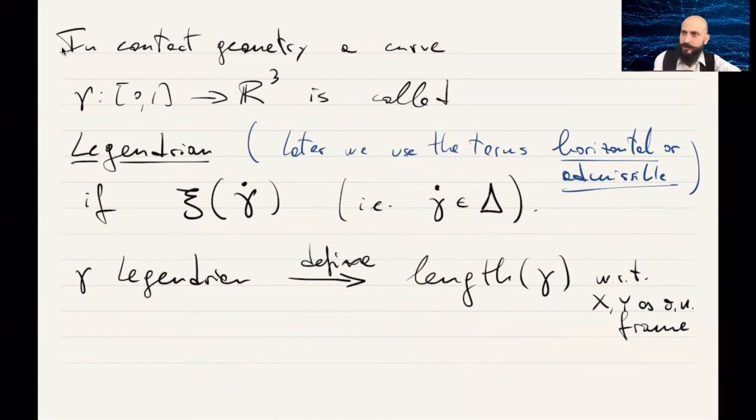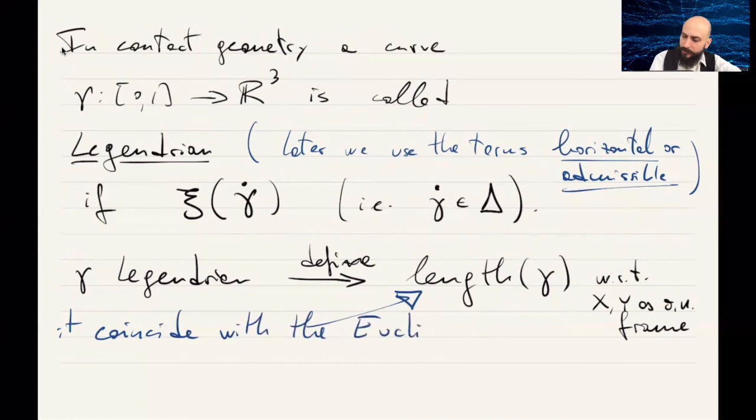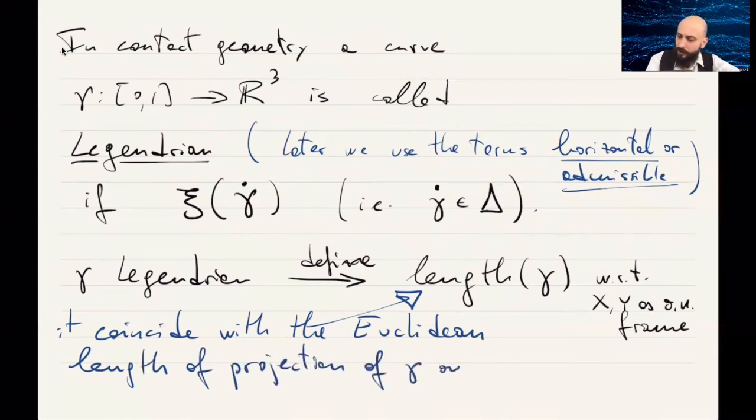So let me write it as that. So this length here coincides with the Euclidean length of the projection of gamma on the xy plane. So just forgetting the third coordinate.